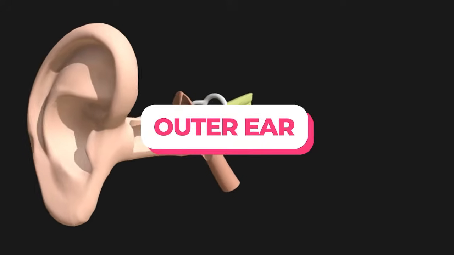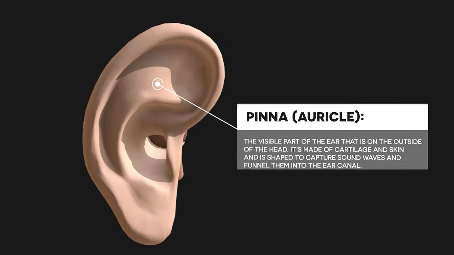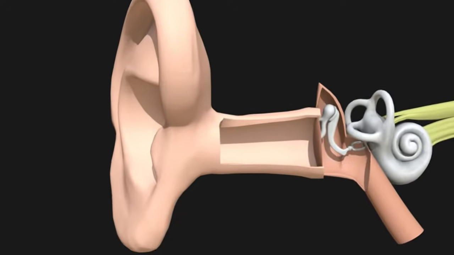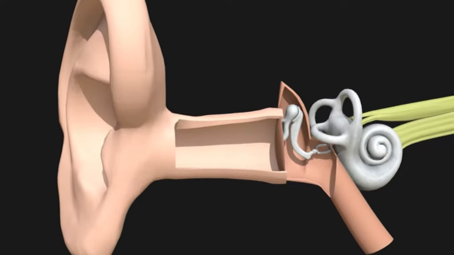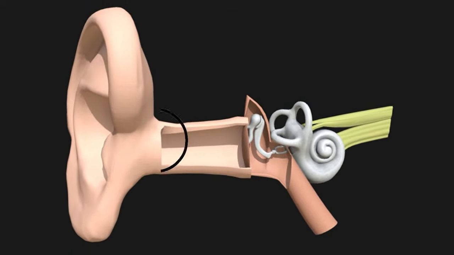Outer ear. Pinna or auricle, the visible part of the ear that is on the outside of the head. It's made of cartilage and skin and is shaped to capture sound waves and funnel them into the ear canal. Ear canal or external auditory meatus, a tube-like structure that leads from the pinna to the eardrum. It helps to further direct sound waves towards the eardrum.